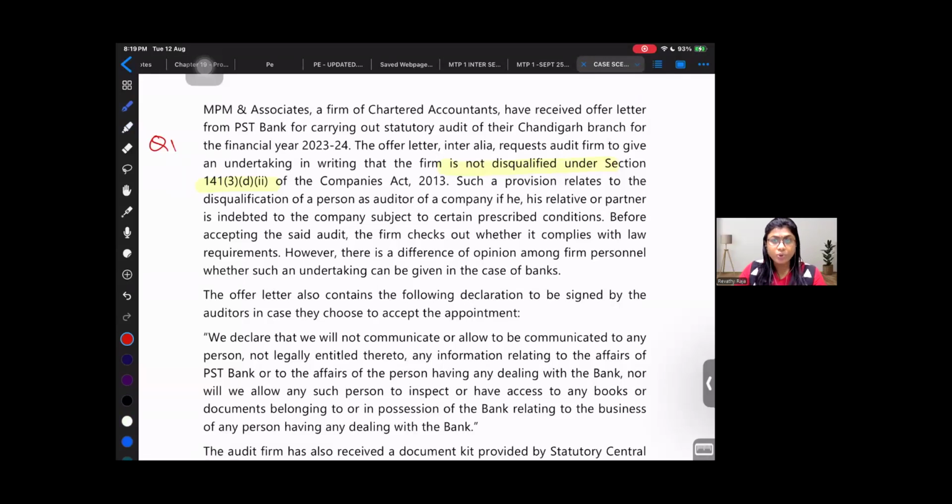141(3)(d)(ii) says a person who is indebted for an amount exceeding 5 lakh will be disqualified. Okay, that is 141(3)(d)(ii). Such provisions relate to disqualification of an auditor, or his partner, being indebted under certain conditions. Before accepting the audit, the firm checks whether it complies with the legal requirement.